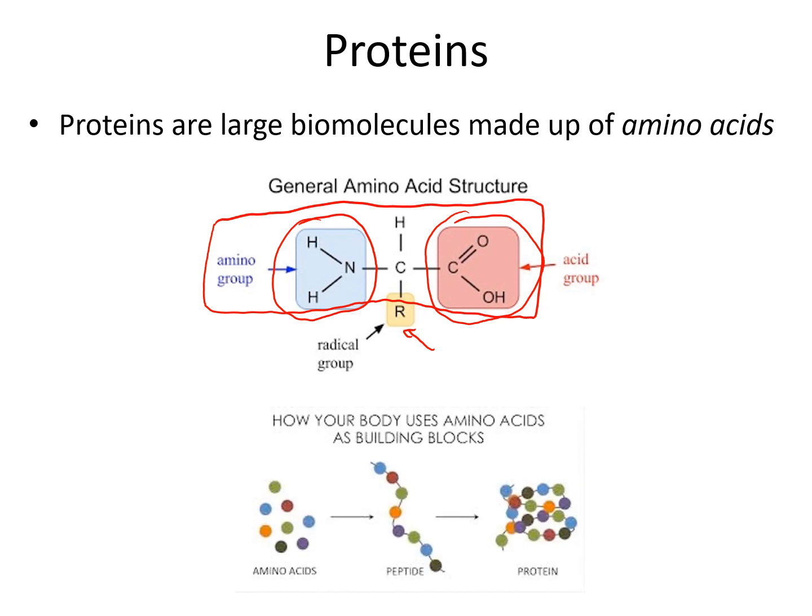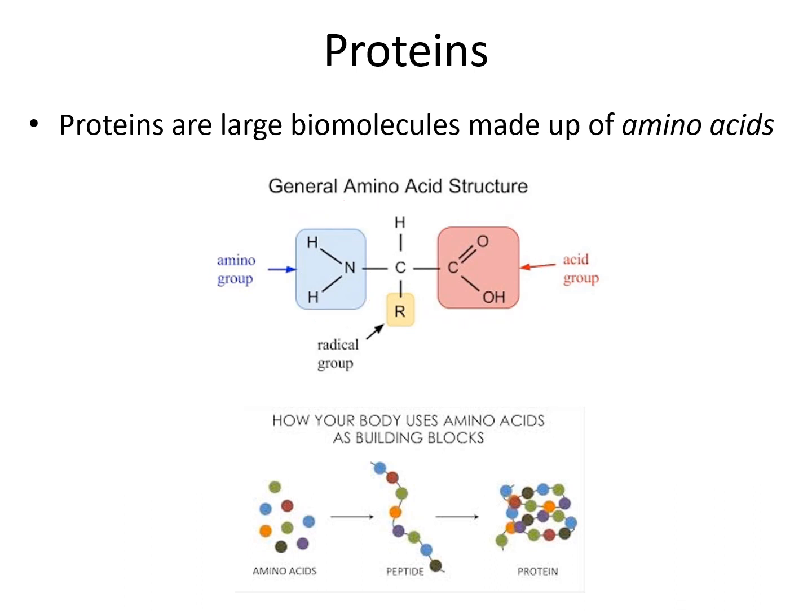Now, as the body builds proteins, amino acids stick together. So here's a bunch of amino acids, and you can see that each amino acid sticks together. Now, how do two amino acids stick together? Well, the amino group is technically a base, and this is an acid, and acids and bases want to react together.